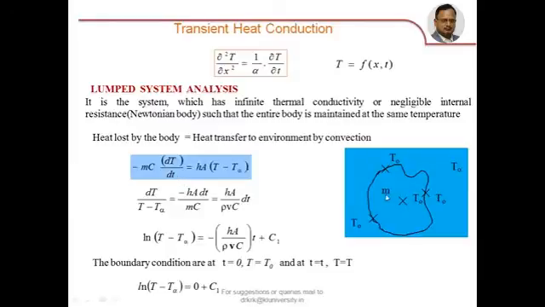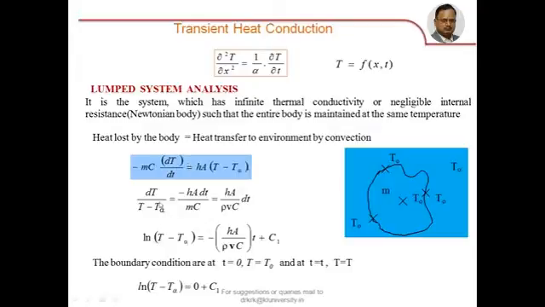Repeat, when mass of the body is m, its specific heat is C, the temperature drop is dT, heat loss is mC dT. But we need the rate of heat loss. So per second, what is the loss? We will count mC dT by small dt. And this amount of heat loses into the environment by means of convection. Hence it is called hA (T minus T alpha), where T is the temperature of the body at any point within the body after a time of small t seconds.